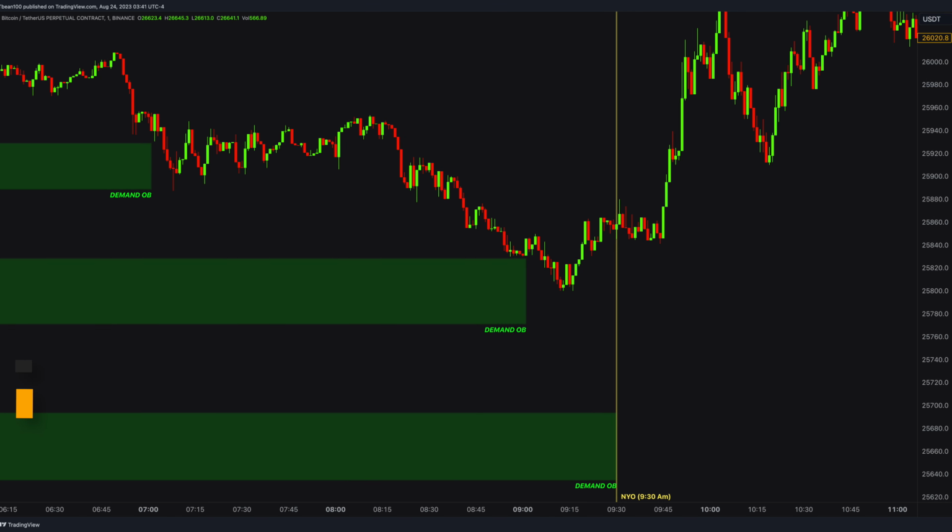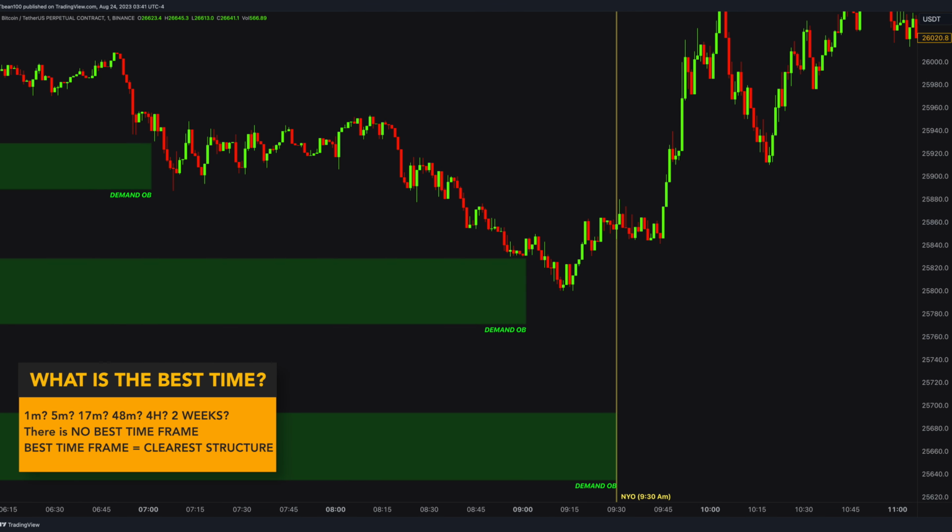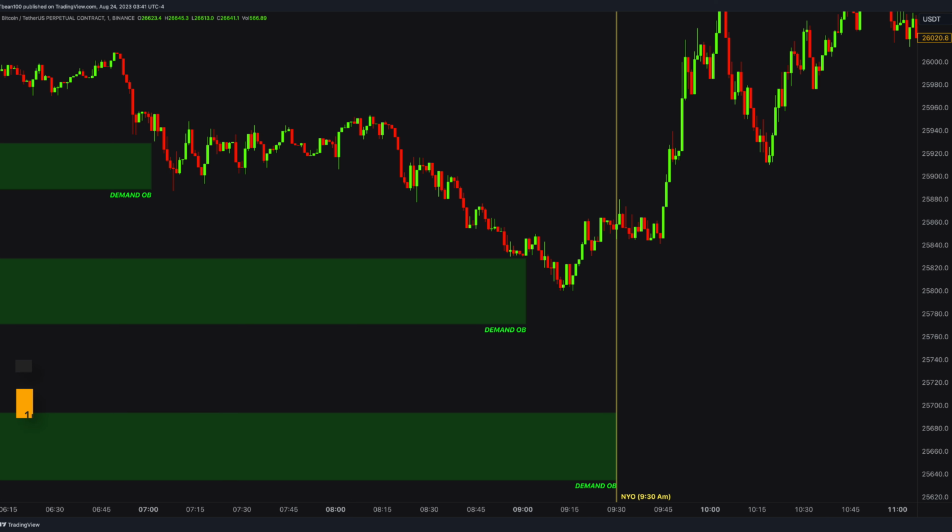Now switch to the 1 minute. Again, I followed the same pattern of 30 minutes, 5 minutes, and 1 minute. However, the best time frames are the time frames that you find the clearest structures. So you have to go through all the time frames until you find the clear structures. It is not about 30 minutes or 5 minutes or 17 minutes or 61 minutes. It is all about clearest structures.